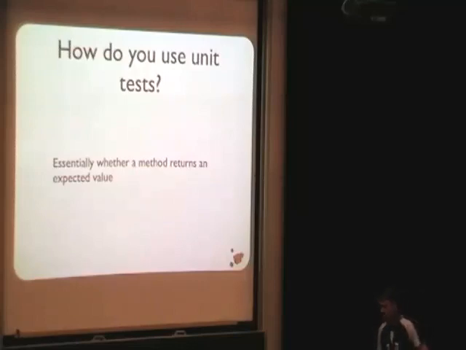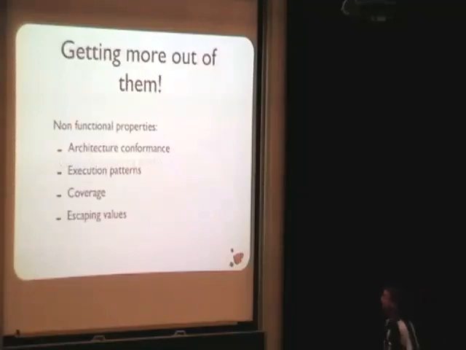But I was wondering whether there is nothing else that I can gain from tests. For example, non-functional properties such as architecture conformance and some patterns, some infection patterns. Some other things such as the coverage or some escaping values. So one way of tackling this question is by defining a history model for classes.